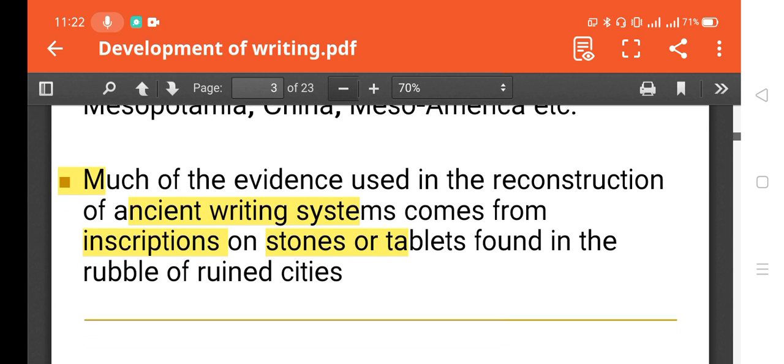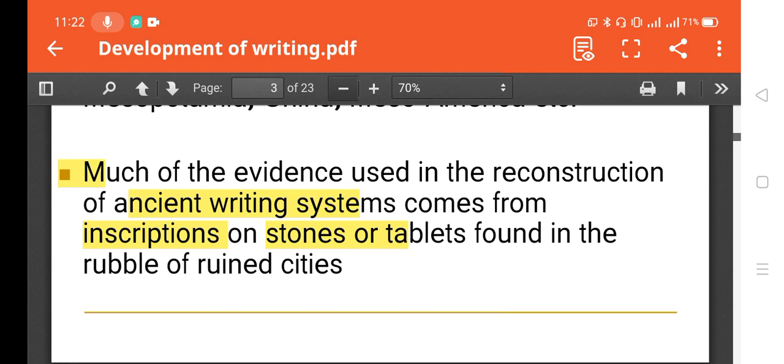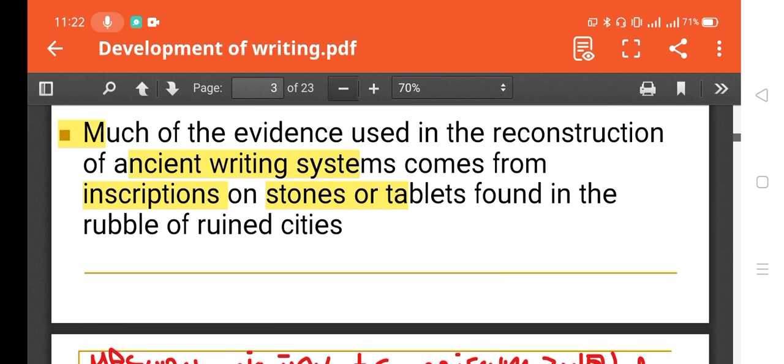and much of the evidence used in the reconstruction of ancient writing systems comes from inscriptions. The cavemen, the primitive human beings, used to live in caves, and different inscriptions were found there. Cave writing: they used to write or draw some kind of pictures or shapes on stones.